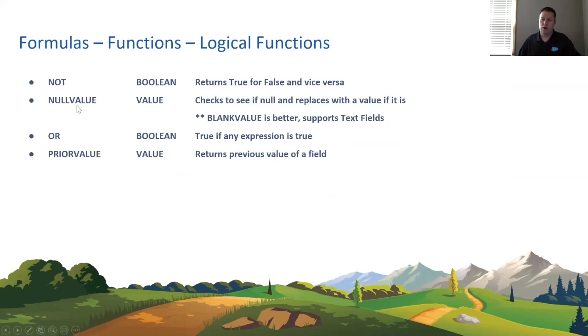Same thing with the null value versus blank value. So this is kind of a check and replace function. Null value only works for numbers. Blank value works for numbers and text. And again, what that does is checks to see if something is blank. If it's blank, it replaces it with a value. So you'd say null value, put in the variable you're looking at, and then a replacement value. And then if it's blank, it'll replace it with the replacement. If it's not blank, it'll leave it with whatever's already in there.